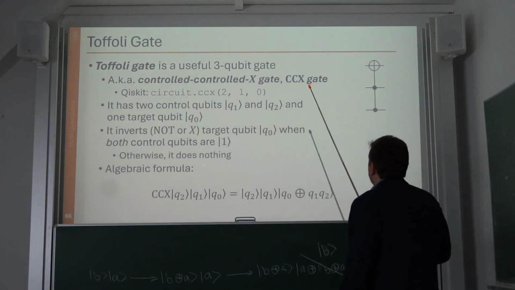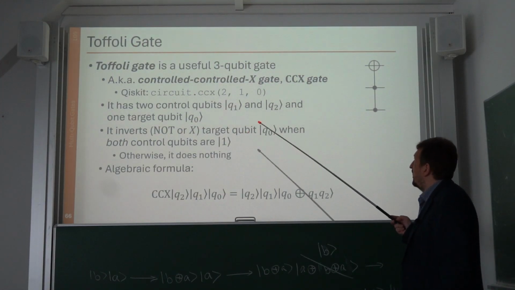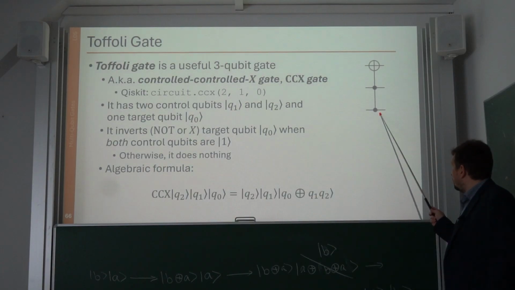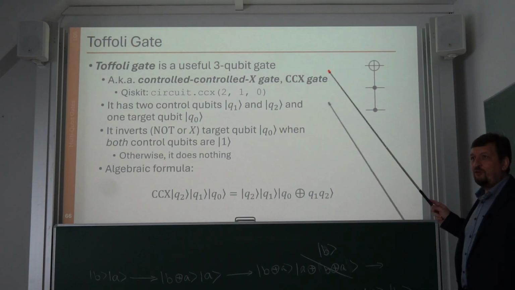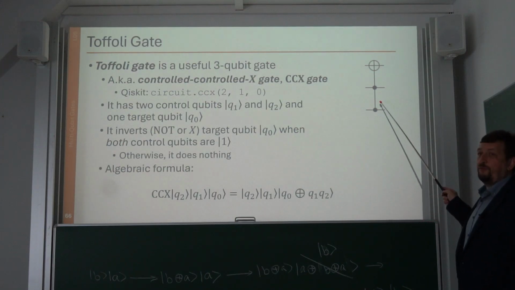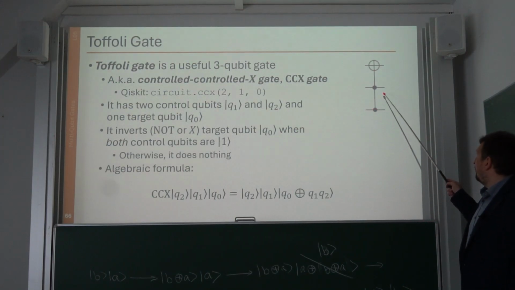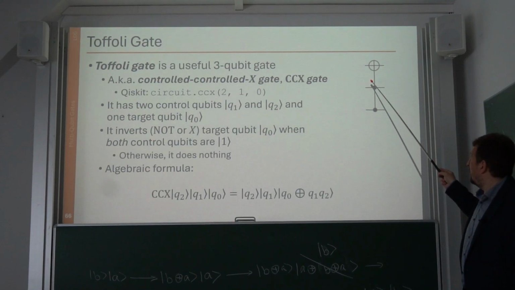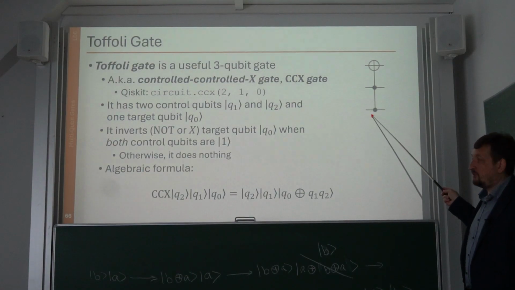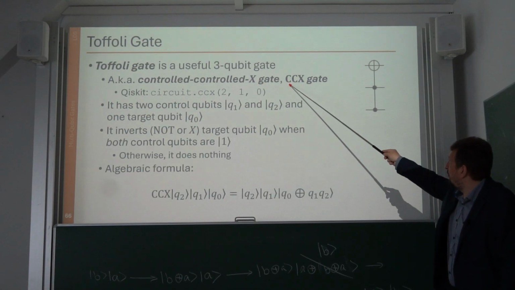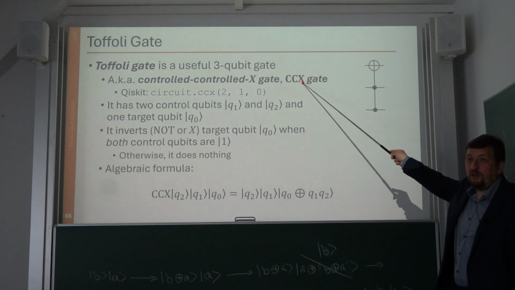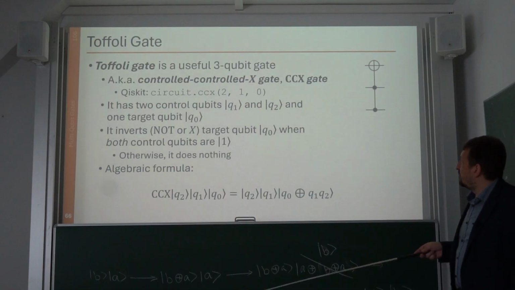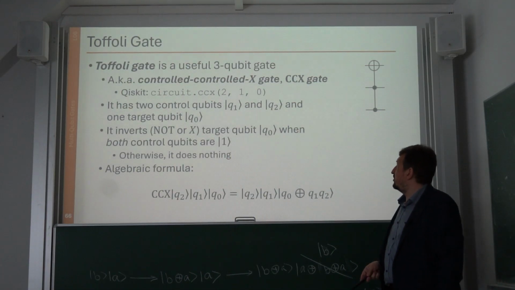So one important gate is the so-called Toffoli gate, or control-control X gate. This is how it is denoted, and you can understand what it does simply from this picture. It applies X gate to the target qubit when here is 1 and here is 1. So this is a gate that has 2 control qubits and applies X gate to the target qubit if both of the controls are 1. In Qiskit it's called CCX.